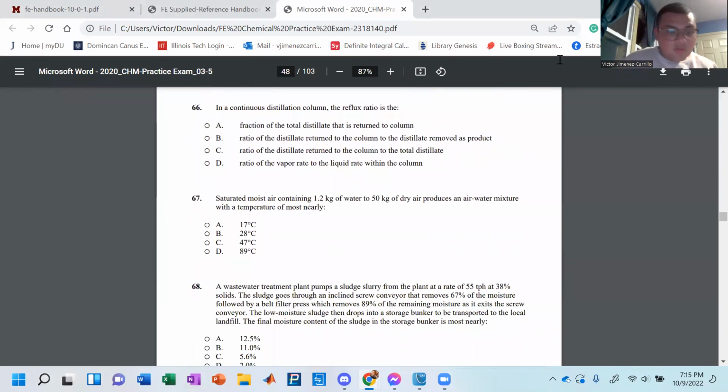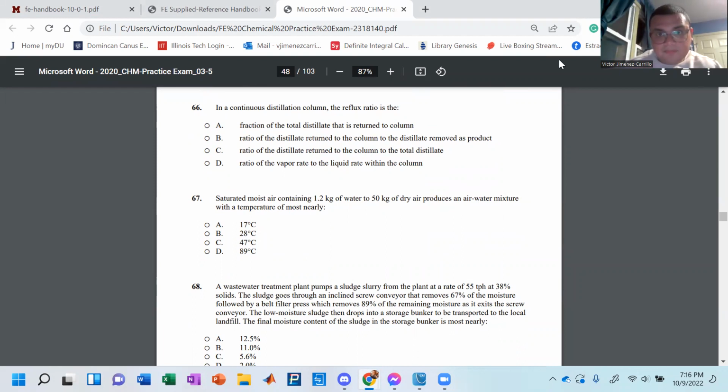66. In a continuous distillation column, the reflux ratio is the ratio of the distillate returned to the column to the distillate removed as product. In other words, you have A, the fraction of total distillate returned to the column, kind of true, but not really. B, the ratio of distillate returned to the column to distillate removed as product. Damn, that sounds similar to what I said. C, ratio of distillate returned to the column to the total distillate. Or D, the ratio of vapor rate. That's the only one that's different, so that's immediately out. And the answer is B, the ratio of distillate returned to the column to the distillate removed as product.